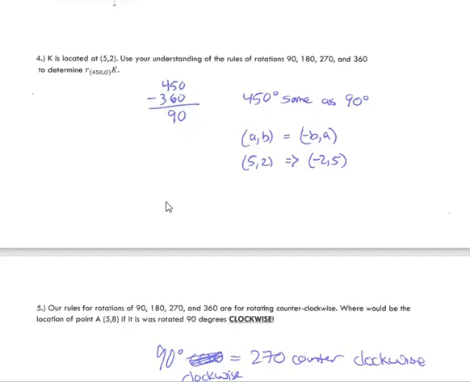Next, K is located at (5, 2). Use your understanding of the rules of 90, 180, 270, and 360 to determine how to do 450 degrees, even though that is not one of our rules. Well, if you do 450 and you take away 180s or take away 90s and just find out what the remainder is after, I took away 360 and found out that there was 90 left. So that means it did a full circle and then it had 90 degrees left. So really I could just use the rule for 90 degrees. 450 is just 90 degrees.